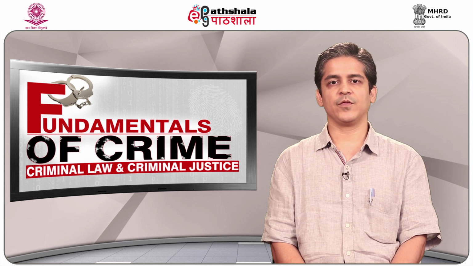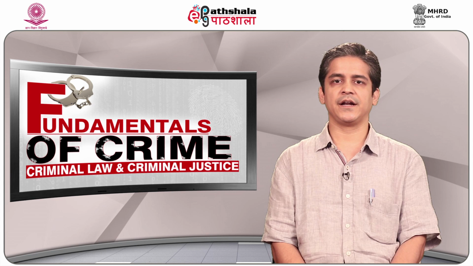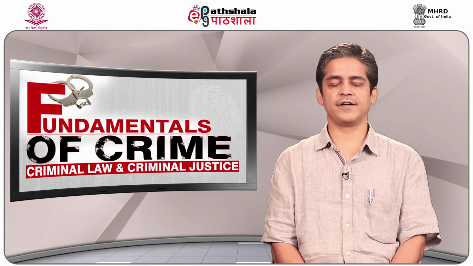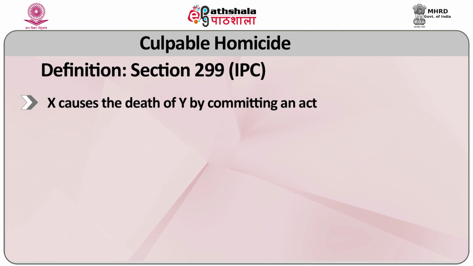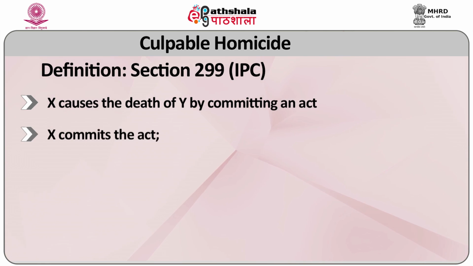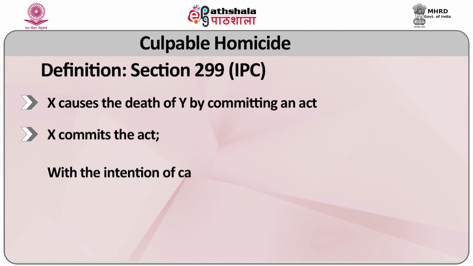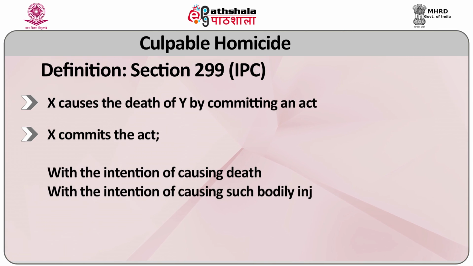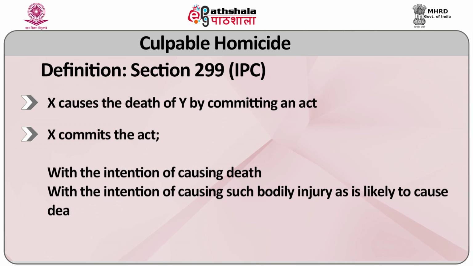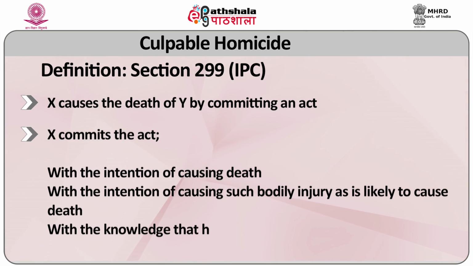Let us now discuss the definition of culpable homicide as provided in section 299. Section 299 of the Indian Penal Code defines culpable homicide in the following manner: X causes the death of Y by committing an act. X commits the act either with the intention of causing death, or with the intention of causing such bodily injury as is likely to cause death, or with the knowledge that he is likely to cause death by such an act.